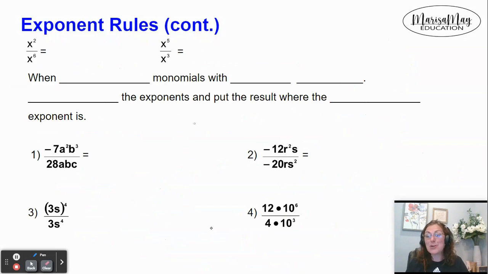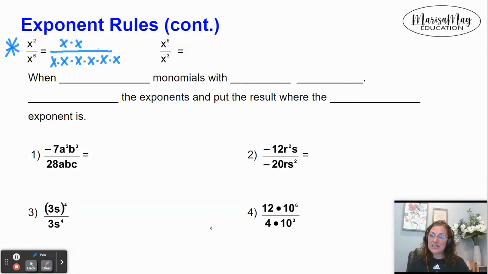All right, it's time to turn our attention to division. So let's look at the example I have at the top here. I've got x to the second divided by x to the sixth. We've already talked about x to the second really means x times x. So that means that x to the sixth means x times itself 6 times.